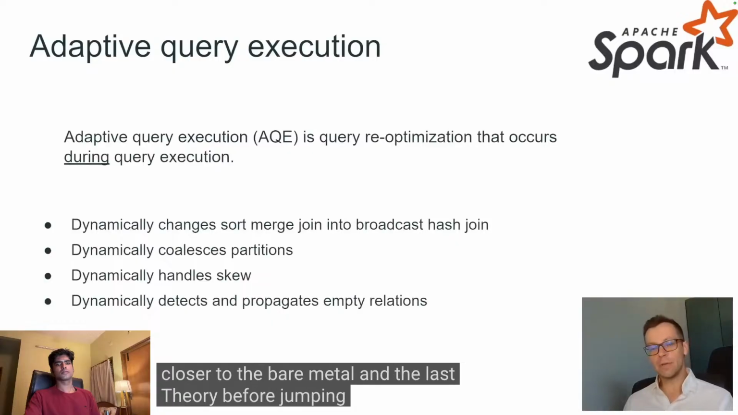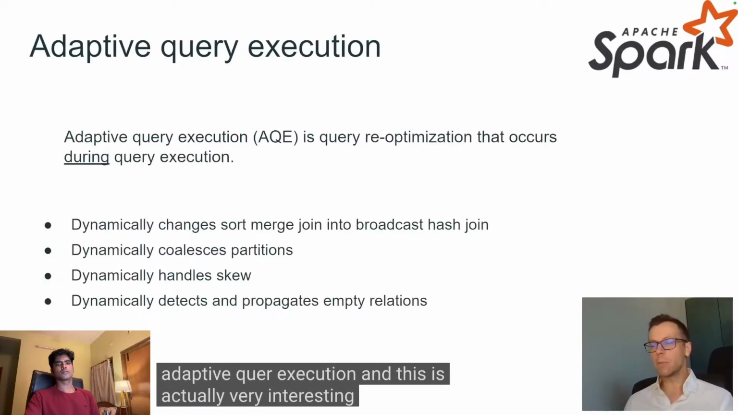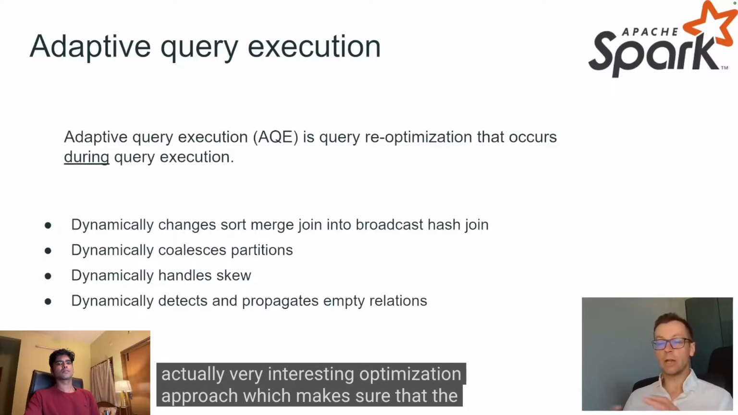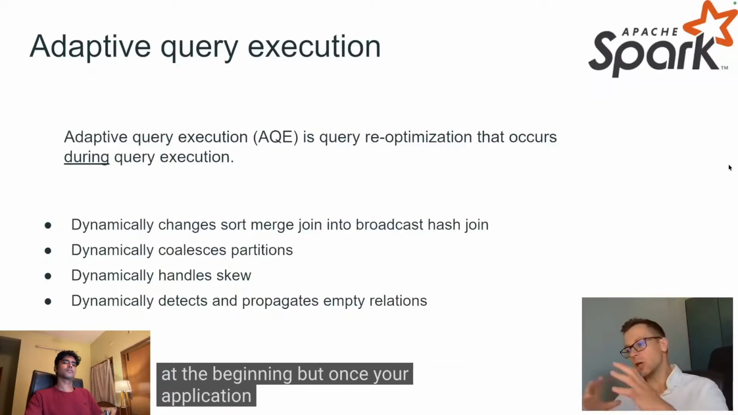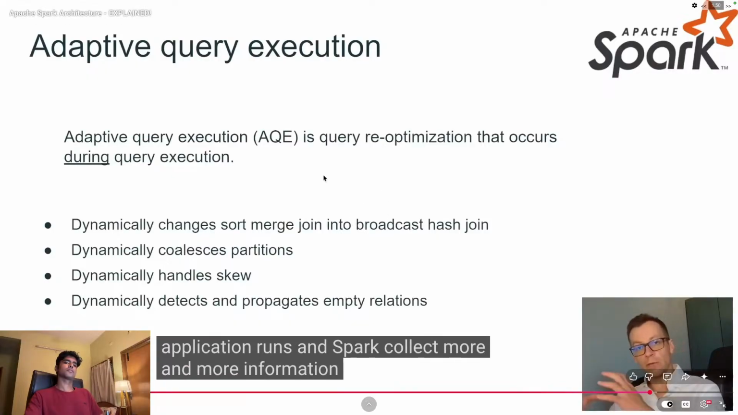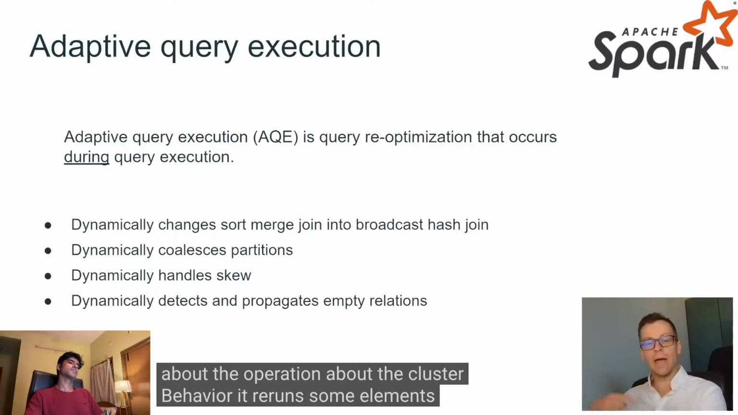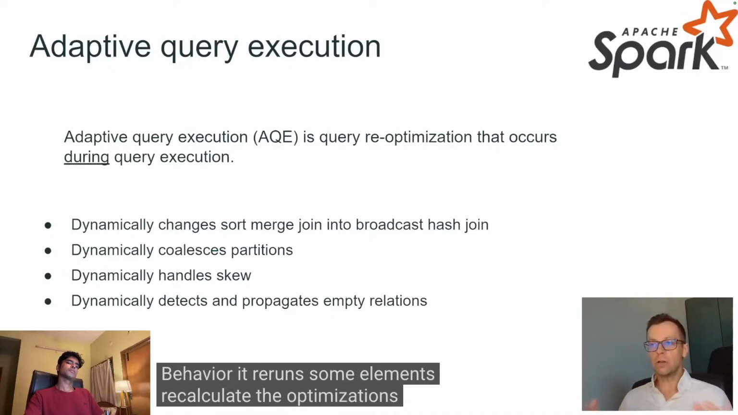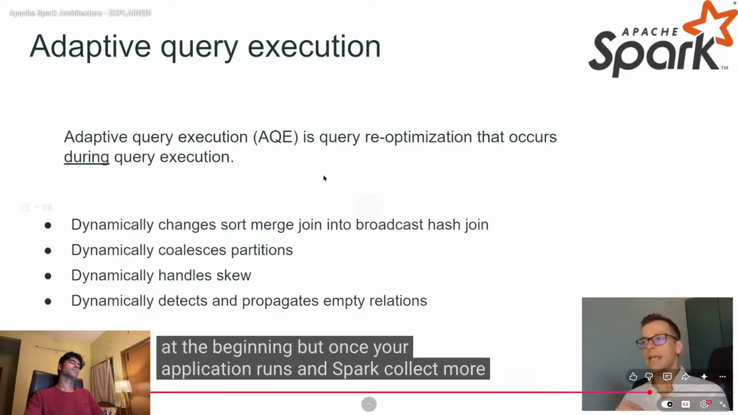And the last theory before jumping into Databricks and seeing things in action is called adaptive query execution. This is actually a very interesting optimization approach, which makes sure that your application is not optimized only once at the beginning. Once your application runs and Spark collects more and more information about the data, about the operation, about the cluster behavior, it reruns some elements and recalculates the optimizations, including Catalyst Optimizer. So the Catalyst Optimizer will not be run only once at the beginning of your application.